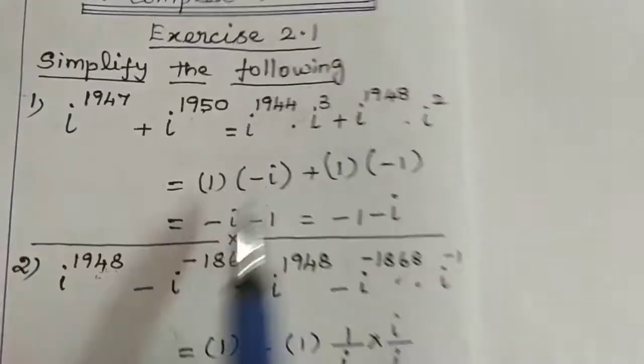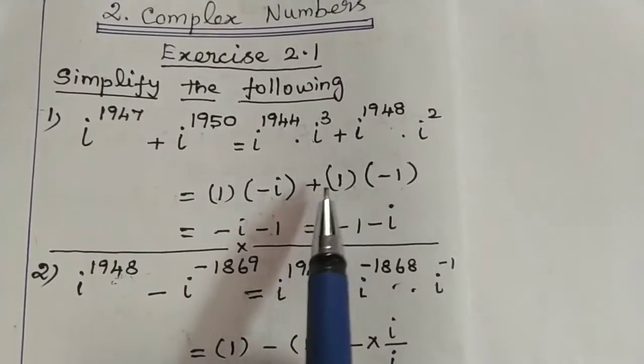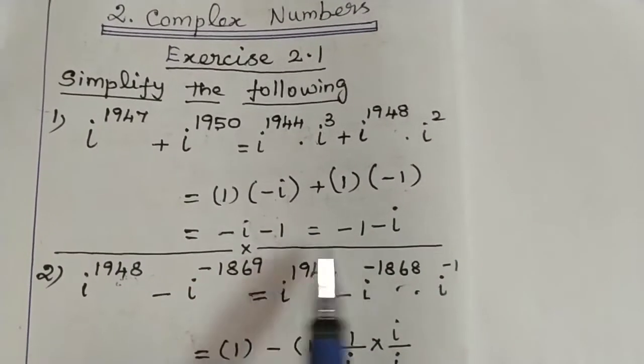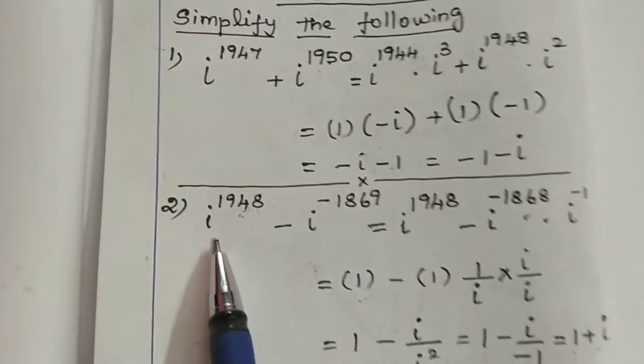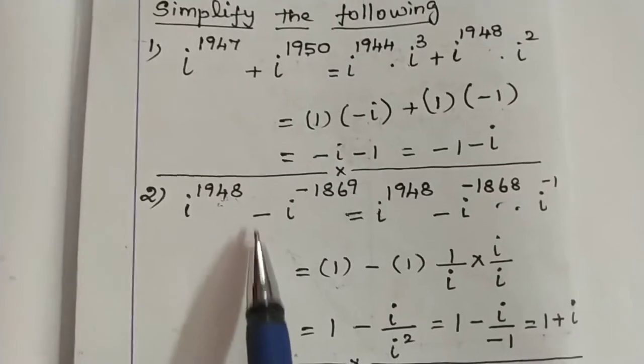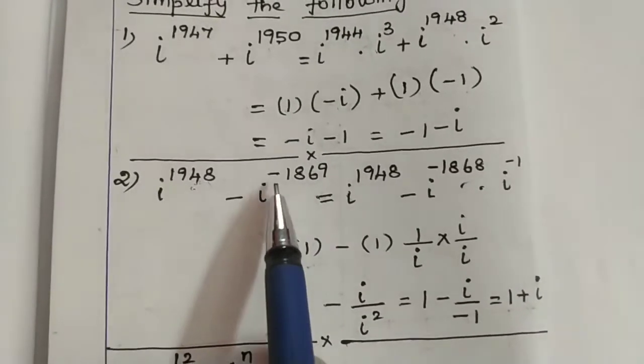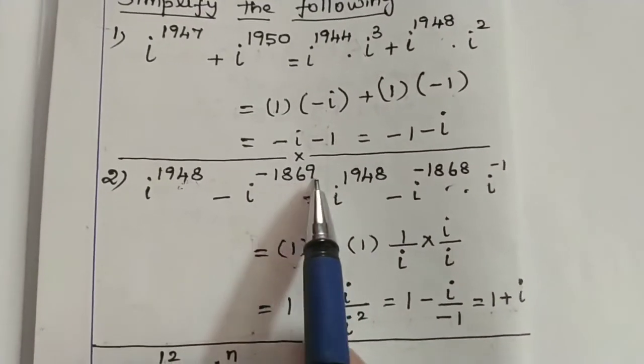The multiple-of-4 part has value 1, and i squared value is -1. Then minus i, here minus 1, that is minus 1 minus i. Second sum: i power 1948 minus i power minus 1869.